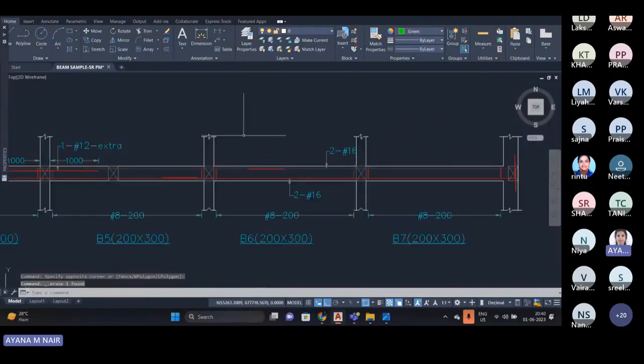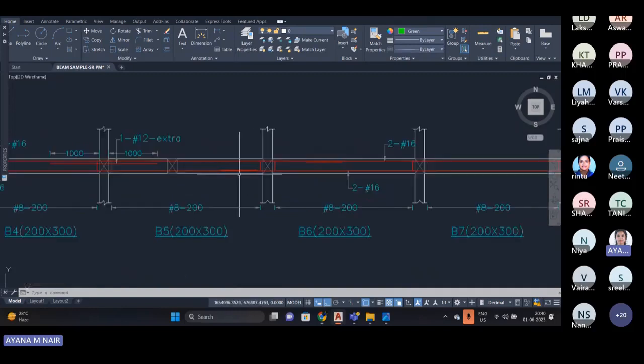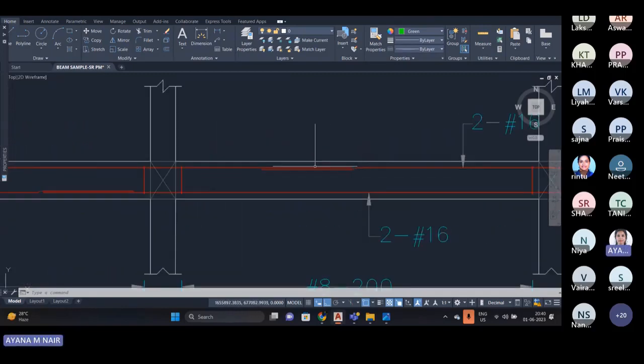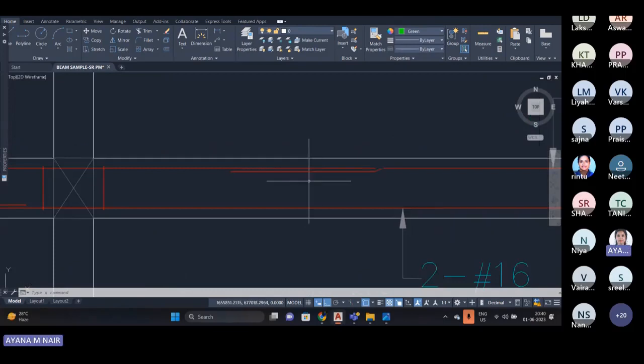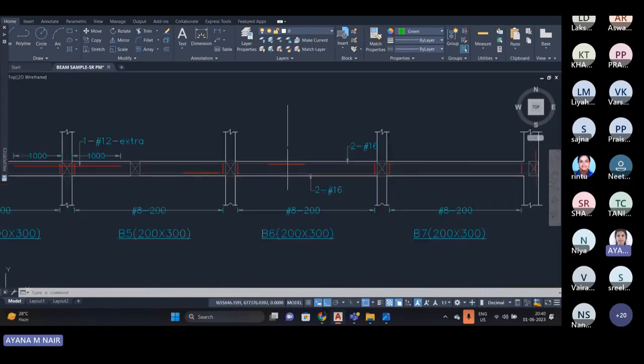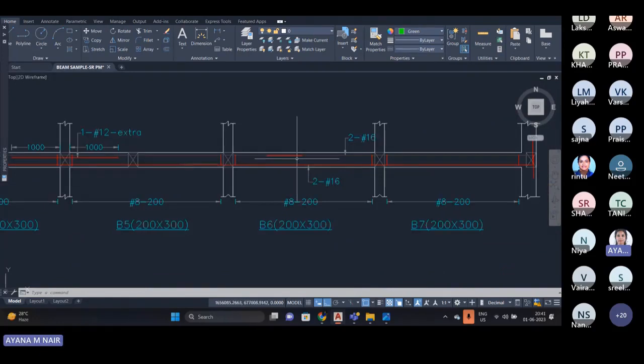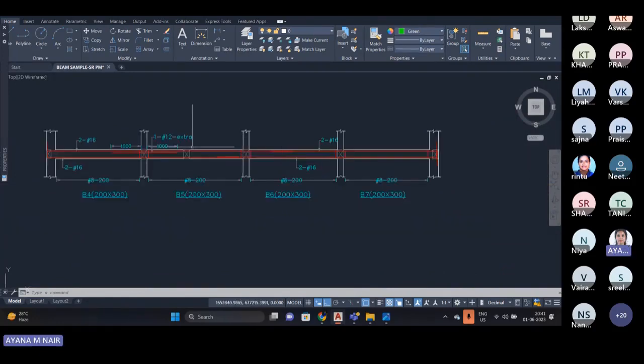So we have to provide the lapping. The lapping is provided so that the two bars should act as one, or we cannot provide the bar with more than 12 meter. For that purpose, we are providing lapping. So there are some zones where the lapping is provided.